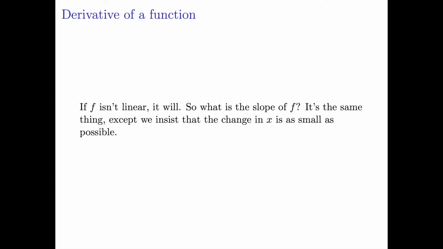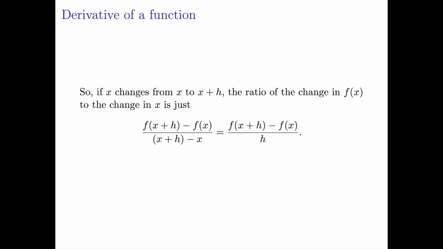What if f isn't linear? If f isn't linear, how do you describe the slope of a curve? Well, we're going to do the same thing. We're going to look at the difference between the value of f at 2 points, x1 and x2, except we're going to insist that x1 and x2 be really close to each other. So let's suppose the difference between x1 and x2 is just some number h. x1 is just x, x2 is x plus h. So we've got f of x2 minus f of x1 divided by x2 minus x1. Again, x2 is x plus h and x1 is just x.